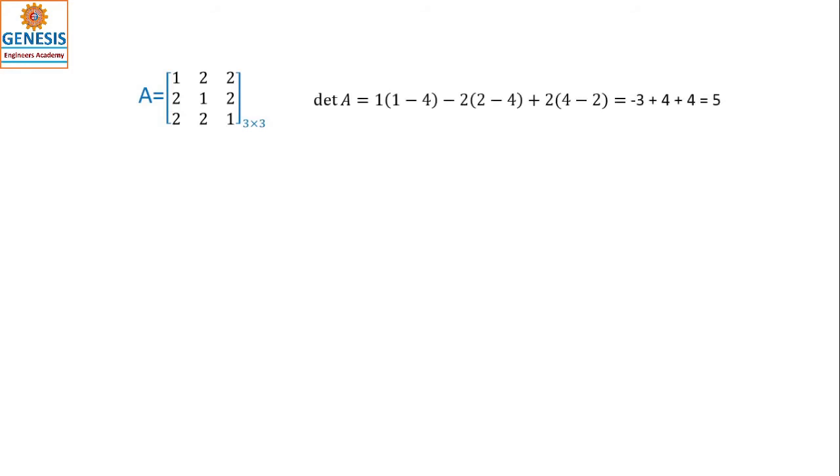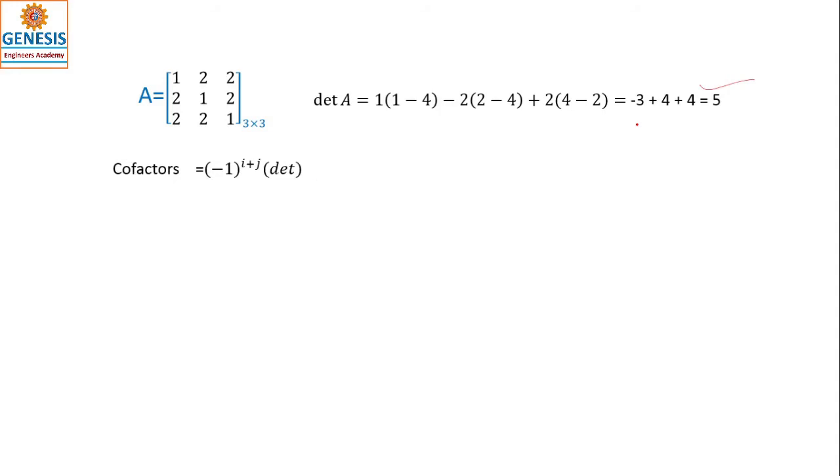So this is 1 2 2, 2 1 2, 2 2 1. This is the 3 by 3 matrix. The determinant is 1 into (1 minus 4), minus 2 into (2 minus 4), plus 2 into (4 minus 2). That comes to 5. So the determinant is 5.